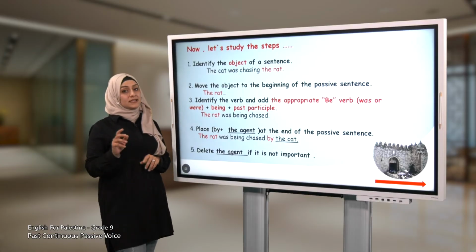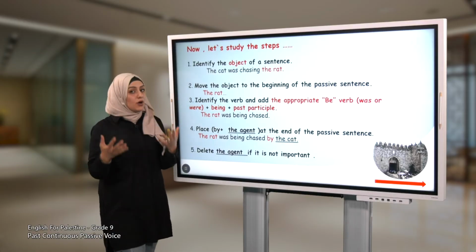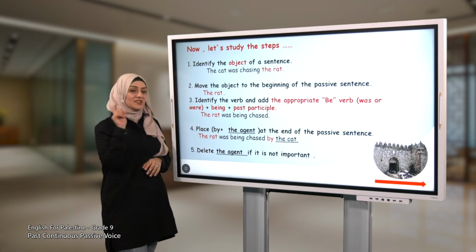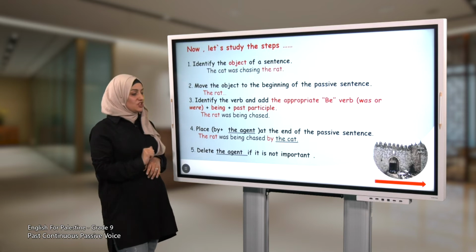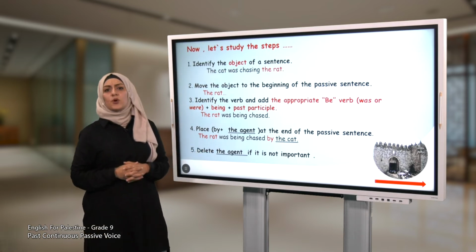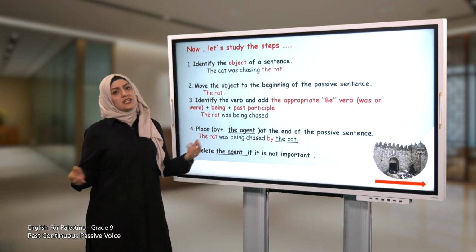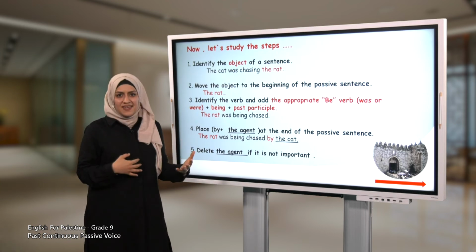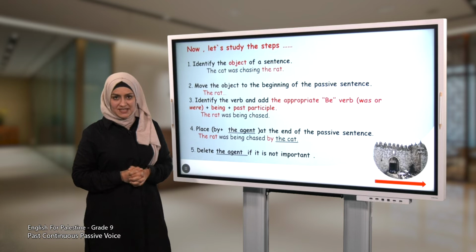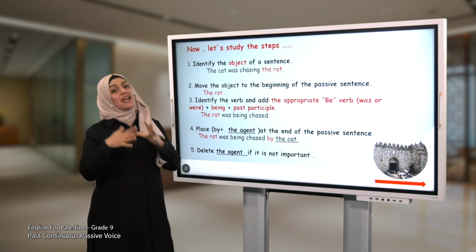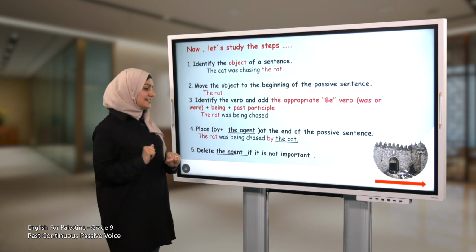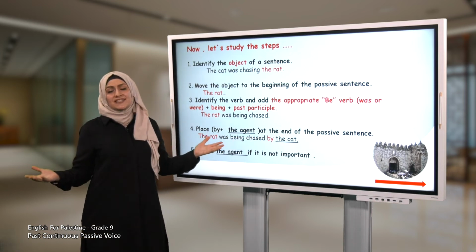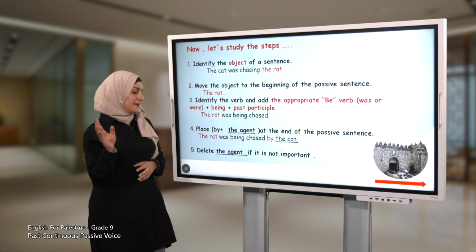Now, maybe you are asking yourself, should I always add the agent at the end of the sentence? The answer is, you can delete the agent if it is not important. For example, if it's a pronoun, like by them, by me, it is not important. So you decide if the agent is important, add it, but use by before it. If it's not important, you can simply drop it.